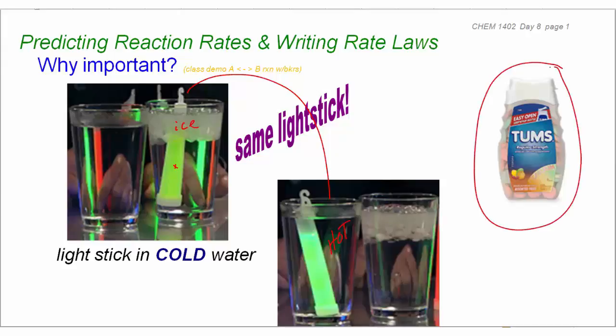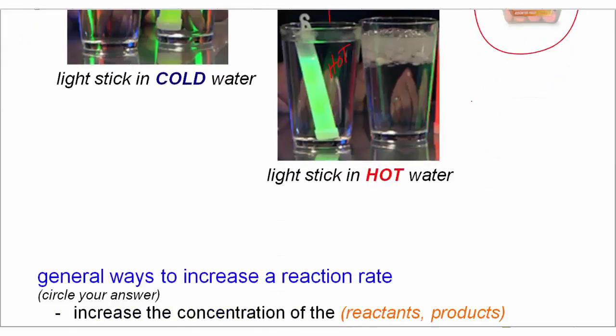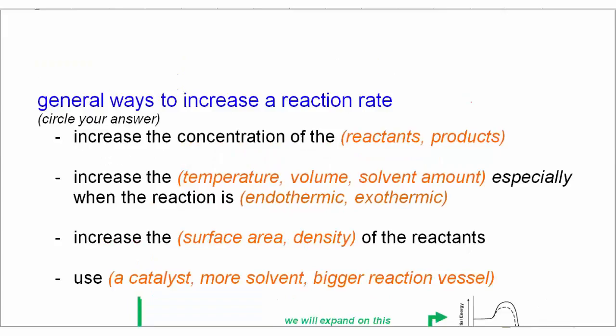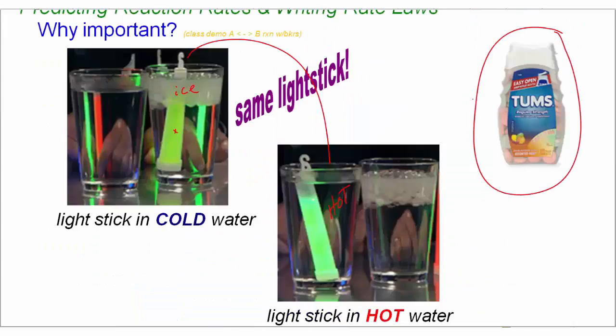Tums. If you are the manufacturer of Tums, don't you want to know how long your product's going to last? You want to be able to control and predict really well how much of it is left over time. And these sorts of things are really useful. And that's what we're going to work on today, predicting just how fast reaction rates happen and writing equations for that.